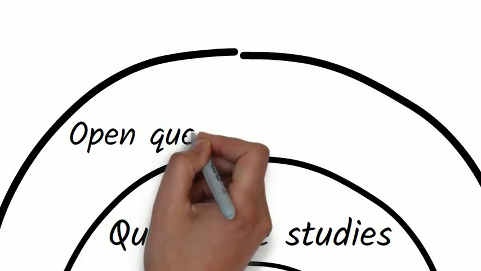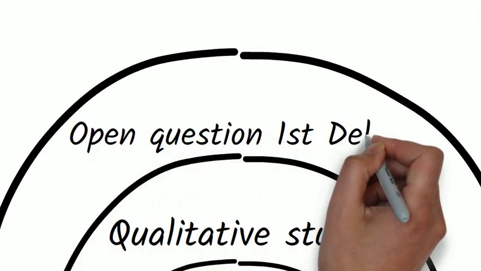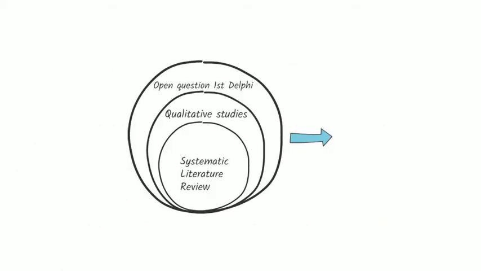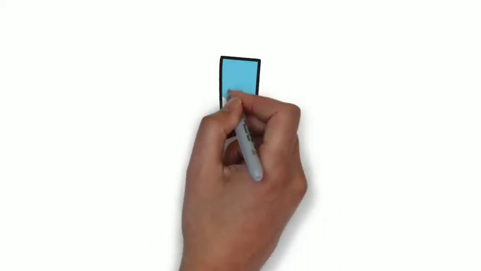The final source of potential domains was the open question of the first round of the Delphi survey, in which participants could suggest additional domains of interest. These 3 sources resulted in a list of 42 potential domains, which were then clustered and labeled, and after discussion with the steering committee condensed to 13 potential domains.